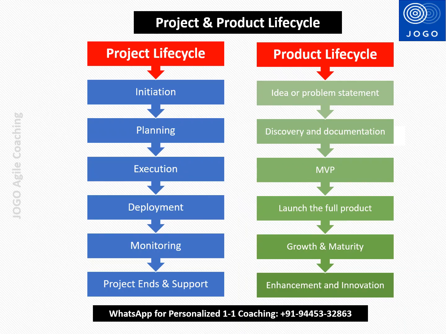Then MVP, so minimum viable product will be built. A small portion of the product will be built. Then it will be launched and that will be assessed and feedback will be received. Then we will grow the product and we will mature the product. Then we will do the enhancement and innovation to the product. So these are all the life cycle steps followed for the project and product. Hope this is clear and helpful to you.